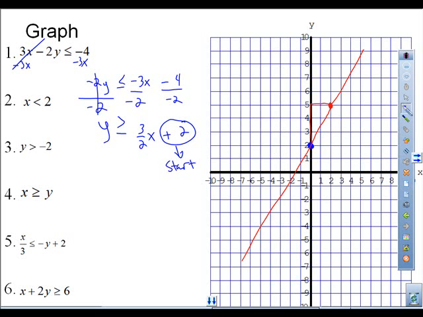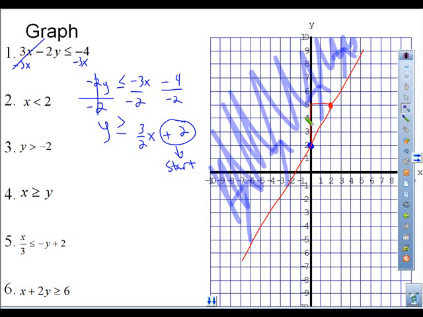Now, where are we going to shade? We shade above. Let's see, I'll do it in blue. Why do we shade above? Because it's greater than. I like to make a few arrows just to indicate where I'm going to shade. Then you can shade above the line right there.